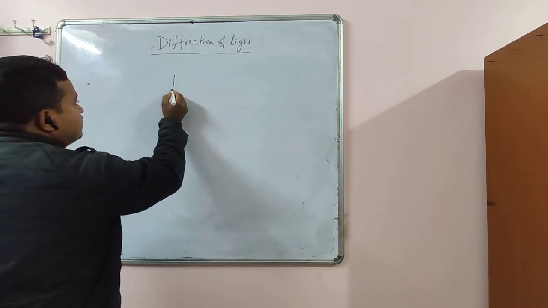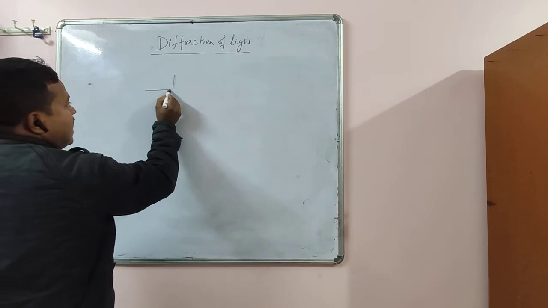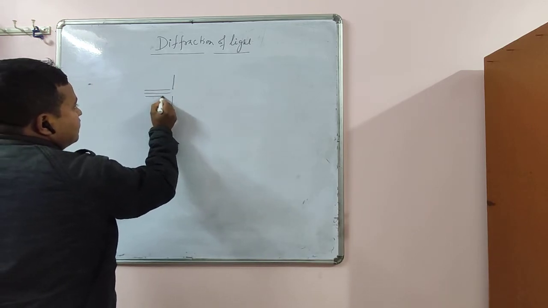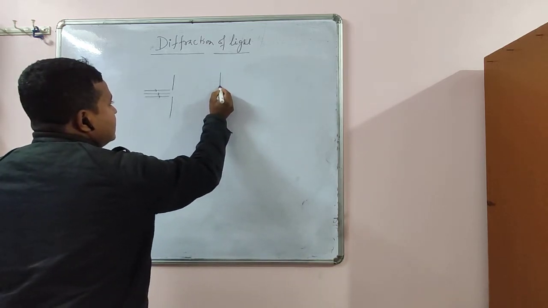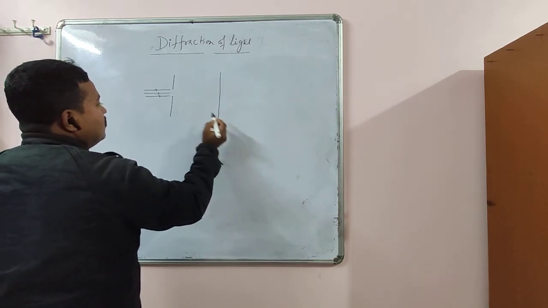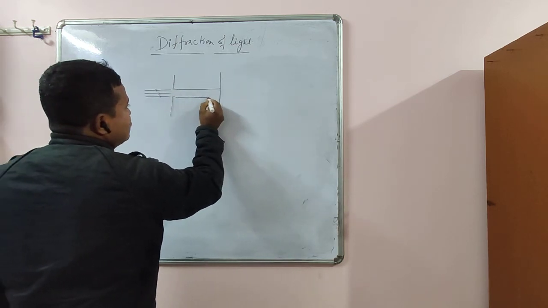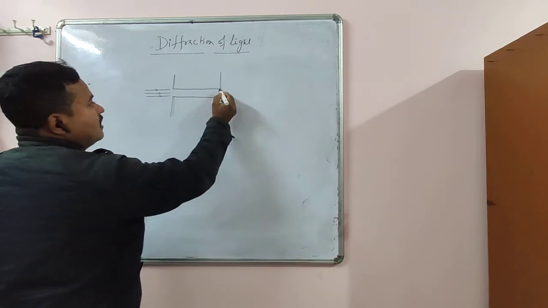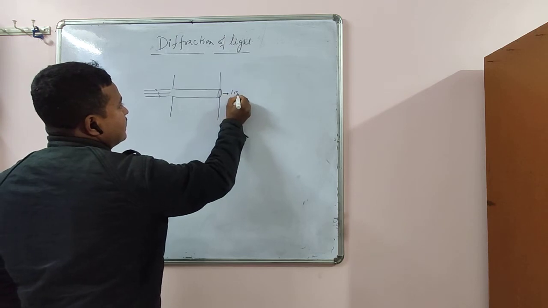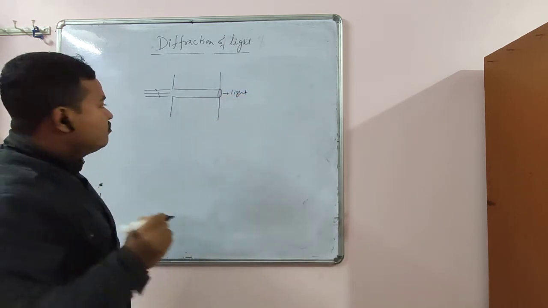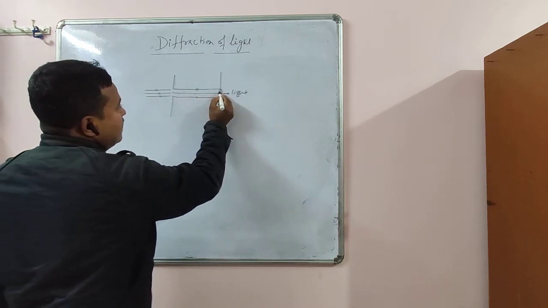So let me just take an example. Suppose there is a hole. If you allow light to pass through this hole, and if we assume the light travels in a straight line, then what happens? If this is a screen, then you will find that there will be light only in this region. Because if you assume light travels in a straight line, there will be light only in these regions.